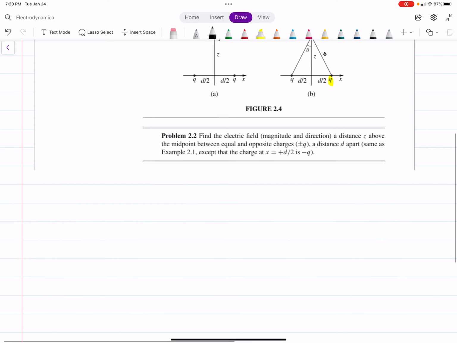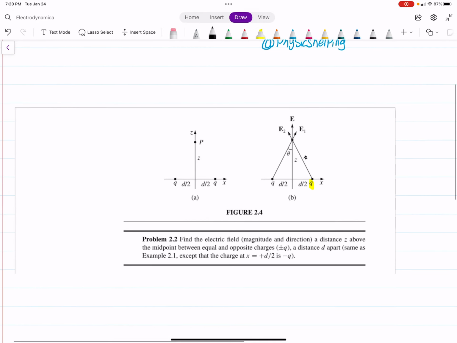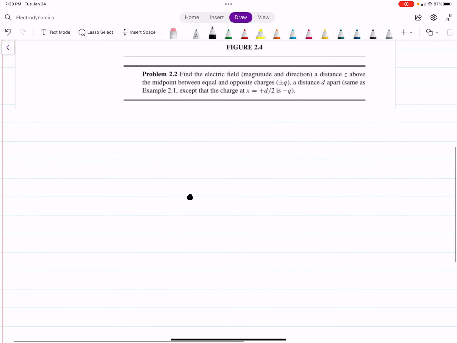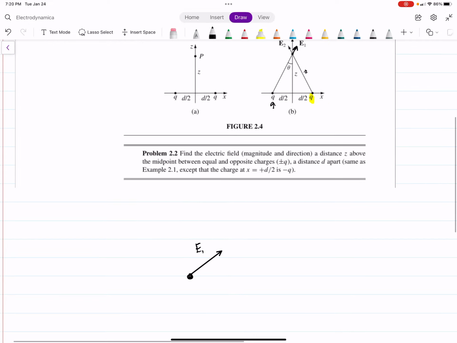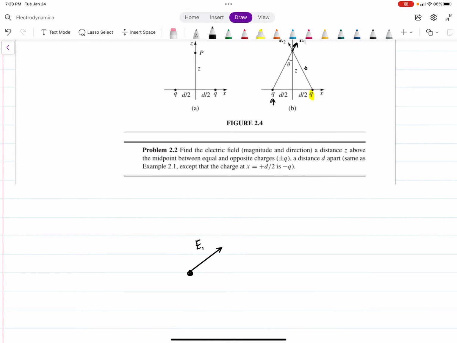Let's go ahead and start by drawing the electric field at that point z. The first part, from the charge on the left, the plus q, will emit an electric field going this way still. So I'm going to draw that. That doesn't change at all. We assume that that's a positive test charge. So I'm going to call this E1, or I guess I'll call it E positive, whatever works.